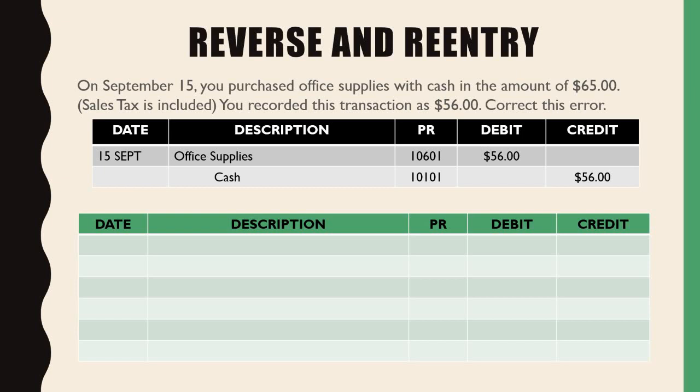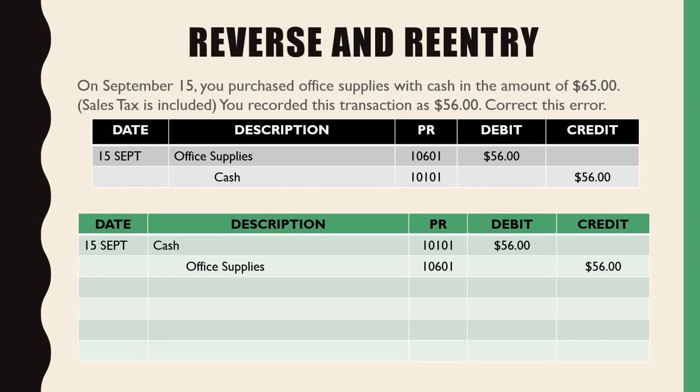Well, let's break down the steps. Let's first reverse it. In a real life situation, you went to the store and bought some office supplies. How do I reverse that transaction? You go to the store, you return the items, and you get your money back. That's the same essential idea. We're going to reverse the entry by going to the store, returning the supplies, and getting my cash back.